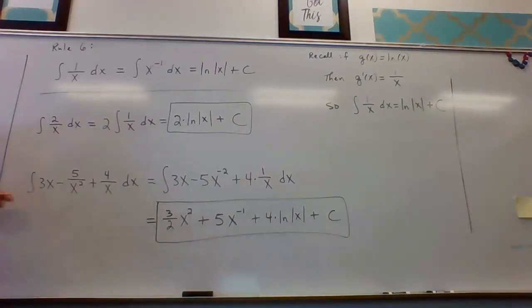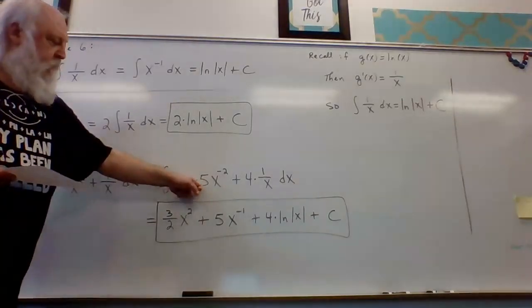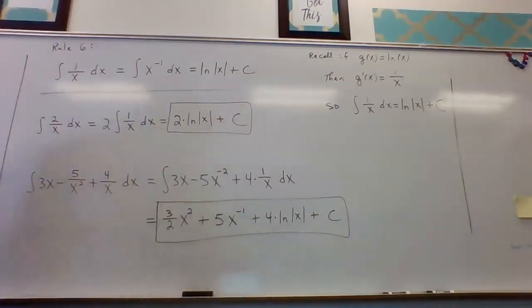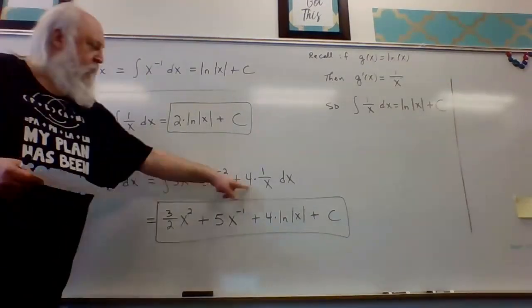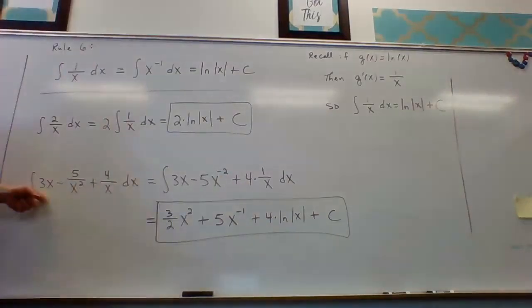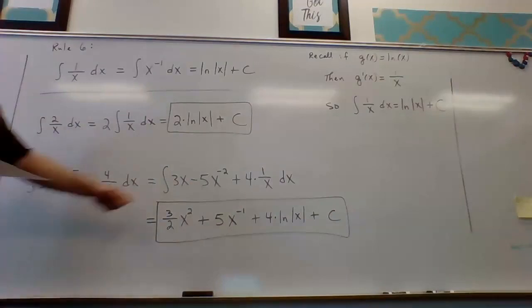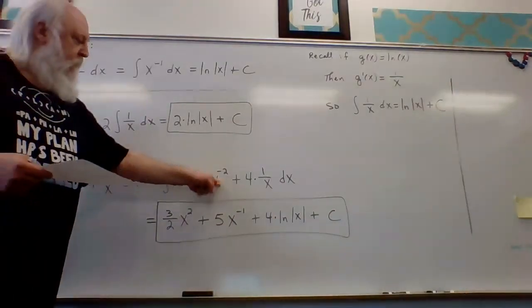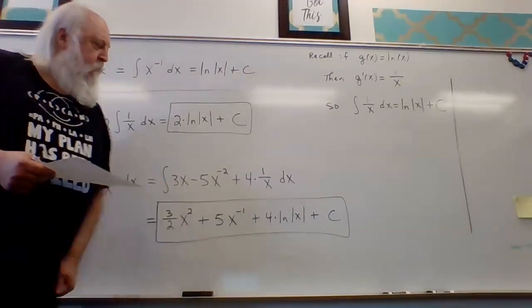In example 2, we've got to find the antiderivative of 3x minus 5 over x squared plus 4 over x. So we can find this antiderivative by finding the antiderivative term by term. And so before we do that, we've got to rewrite this. Minus 5 over x squared is the same as minus 5 times x to the minus 2 power. And 4 over x can be written as 4 times 1 over x. So the antiderivative of this function is equal to the antiderivative of 3x minus 5 times x to the minus 2 plus 4 times 1 over x.